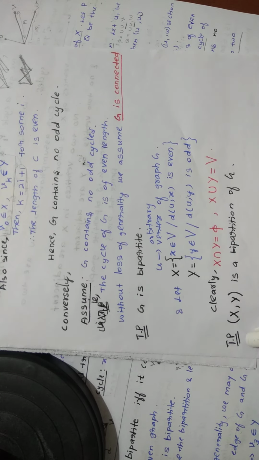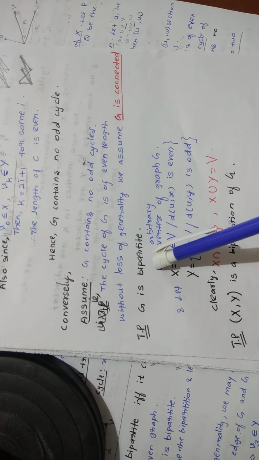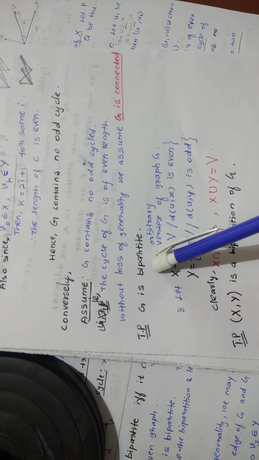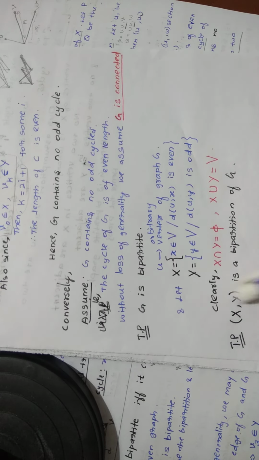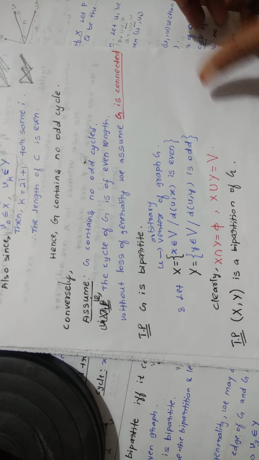So here what are we going to prove? We are going to prove that X, Y is a bipartition of G. If you prove this, then you can say that the given graph is bipartite, because if there is a bipartition, then the graph is a bipartite graph. So that is what we are going to prove now, that X, Y is a bipartition of G.